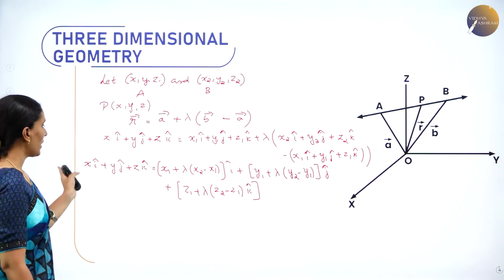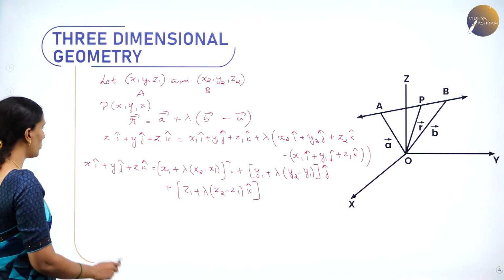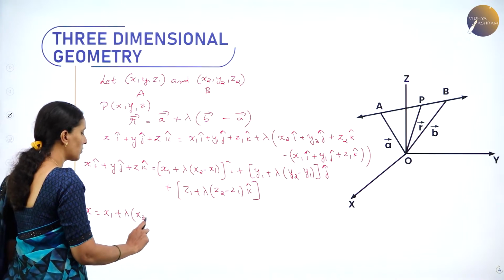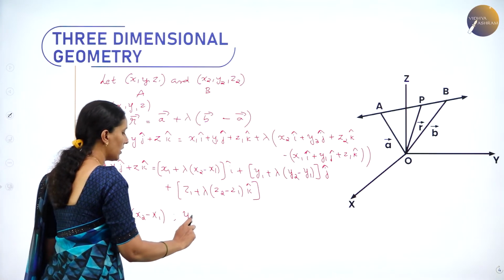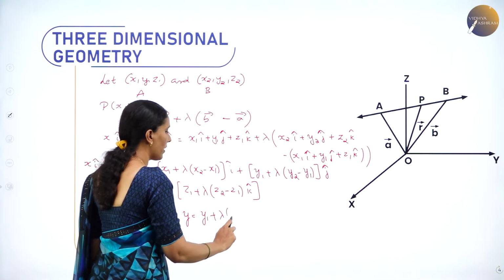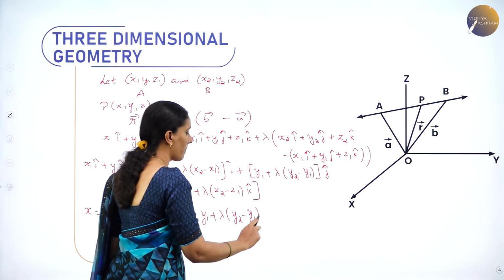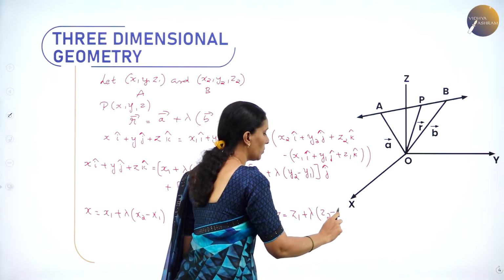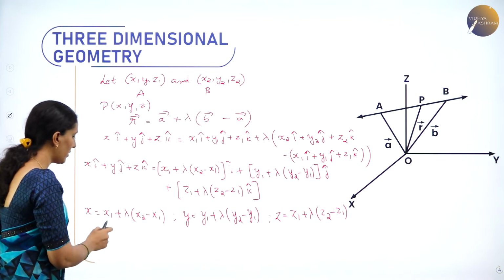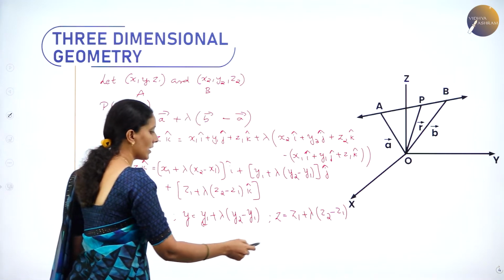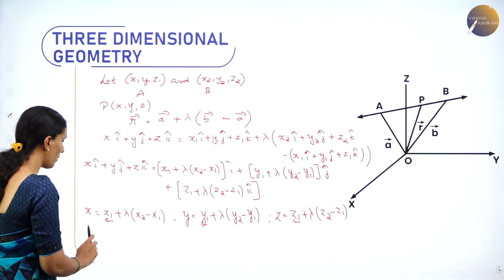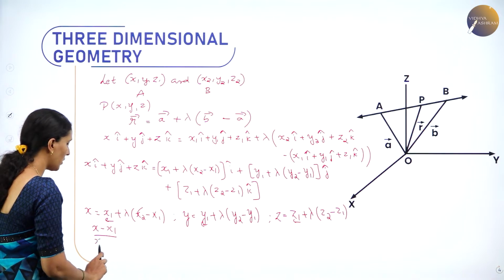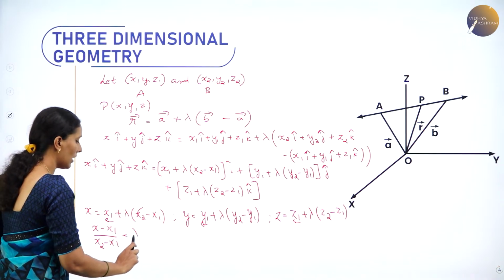Now again, we can equate the components here. So we get x is equal to x1 plus lambda into x2 minus x1. y is equal to y1 plus lambda into y2 minus y1. Next, z is equal to z1 plus lambda into z2 minus z1. So we can shift x1, y1 as well as z1 to the left hand side. So we will get x minus x1 over x2 minus x1, with x2 minus x1 written in the denominator, is equal to lambda.